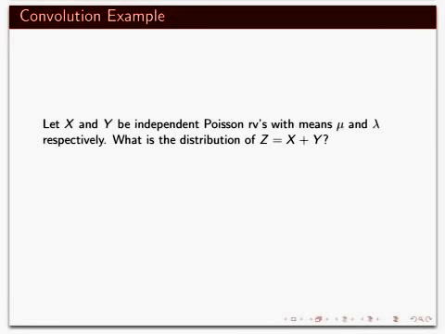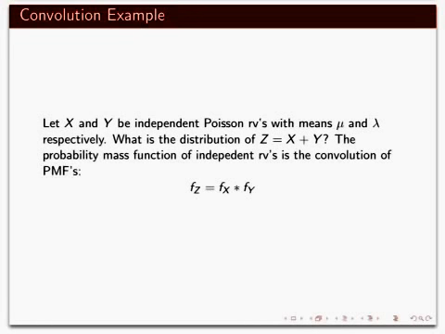Let X and Y be independent Poisson random variables with means mu and lambda. What is the distribution of Z, which is the sum of these two independent Poissons? We've seen this a couple of times before. We've done a calculation that proved that this is in fact another Poisson. But how can we do this with generating functions?